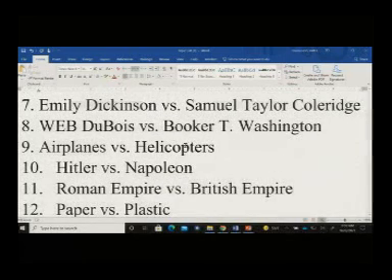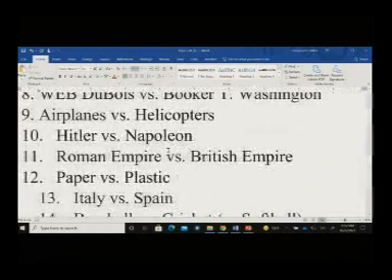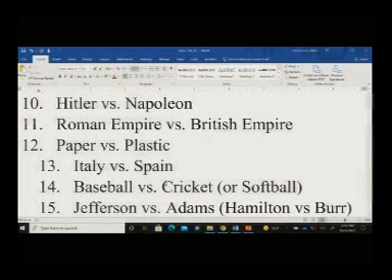Helicopters versus airplanes. Hitler versus Napoleon. If you like war and you like dictators. Roman Empire versus British Empire. Paper versus plastic. You could do it. Italy versus Spain sounds like a bad soccer match.